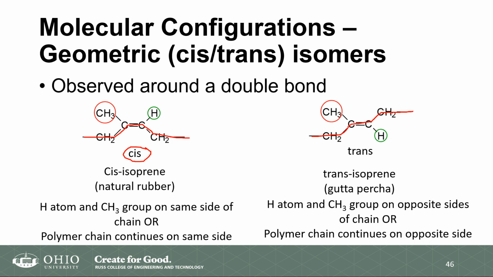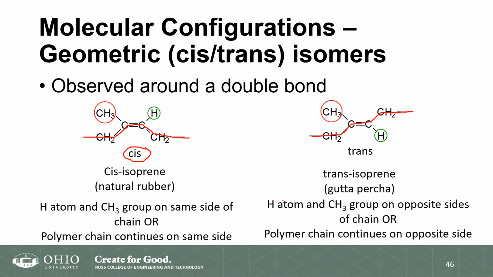In this particular case, my groups that hang off of the main chain, so my CH3 and H that hang off of the main backbone, are on opposing sides of each other. So we'll call that a trans isomer. Okay, so you can look at this in terms of the direction in which the chain follows, or you can look at it in terms of the groups hanging off. So that's why on the bottom here I say that when the polymer chain continues on the same side before and after the double bond, that's a cis isomer. When the chain continues on opposing sides of the double bond, that is a trans isomer. So you can look at it in terms of the chain, or you can look at it in terms of the groups that hang off.